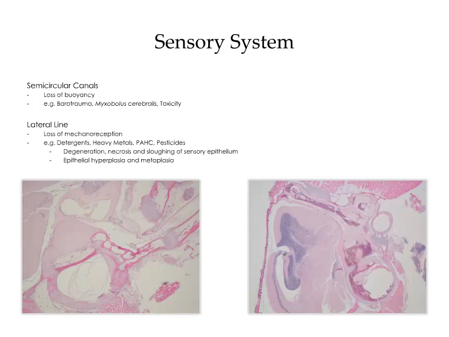Any injury of the lateral line system will result in a loss of mechanoreception. Potential causes of injury include detergents, heavy metals, polyaromatic hydrocarbons, and pesticides. Histologically, you'll notice degeneration and necrosis and sloughing of the sensory epithelium. You may also notice epithelial hyperplasia and metaplasia.